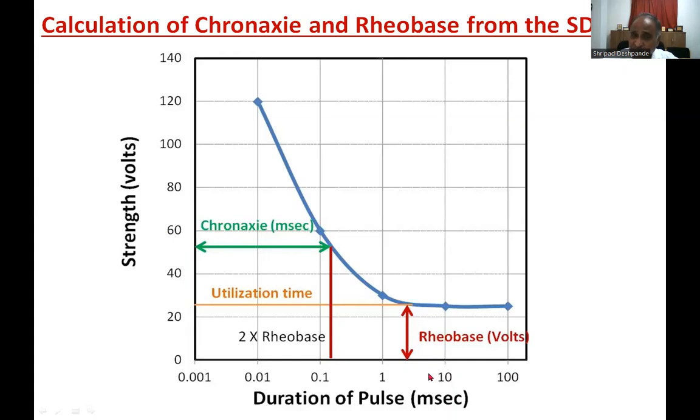You will see the Rho base here, and 2 times the Rho base determines the time duration of this Chronoxy. Now, utilization time. Utilization time is the adequate time, that is, the time that can be used to produce the Rho base response. These are the components of the strength duration curve, especially Chronoxy and Rho base.